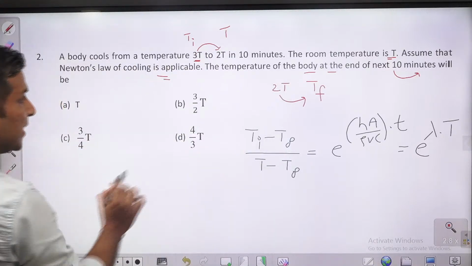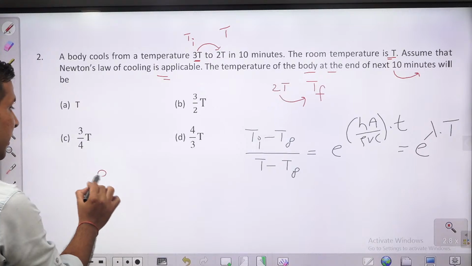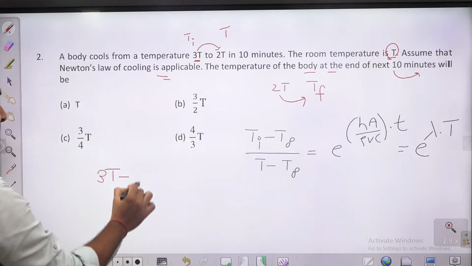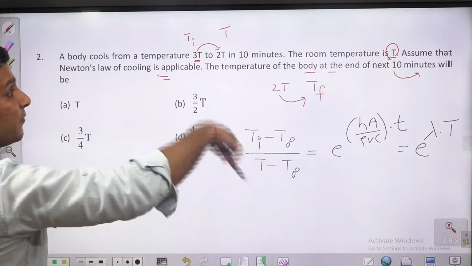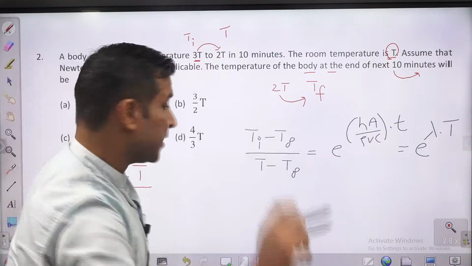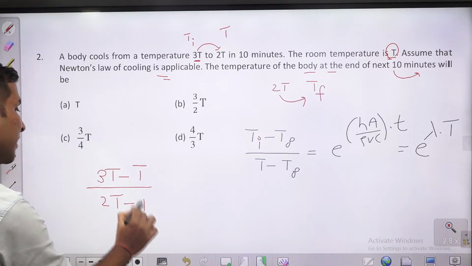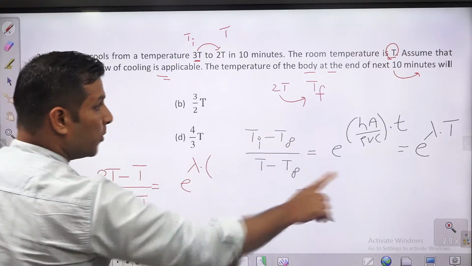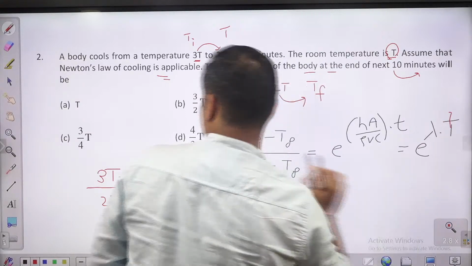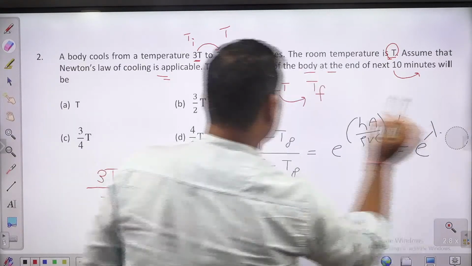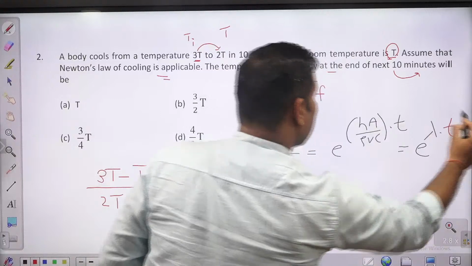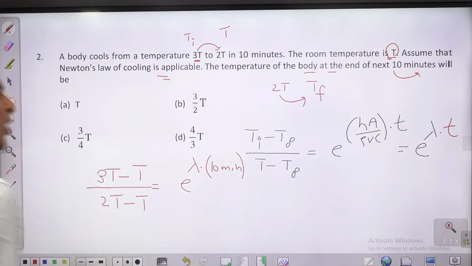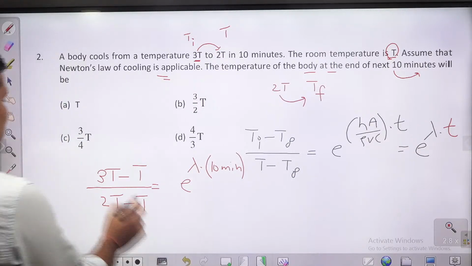What are those two equations, guys? In the first case, the initial temperature is 3T. The infinity, meaning the surrounding temperature, is T. So 3T minus T divided by T minus T, where T is the final temperature. What is the final temperature in the first case? The final temperature is 2T minus again T, that is equal to e to the power lambda into time. How much is time, guys? This is time, small t only. How much is time in the first case? The time is 10 minutes only. I'm not converting any units here. So this is the first equation.